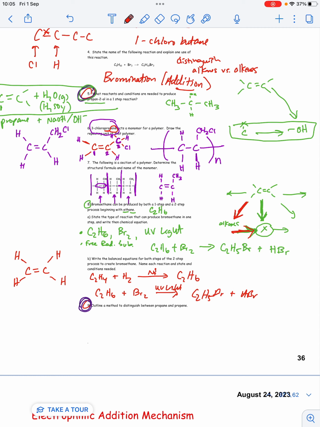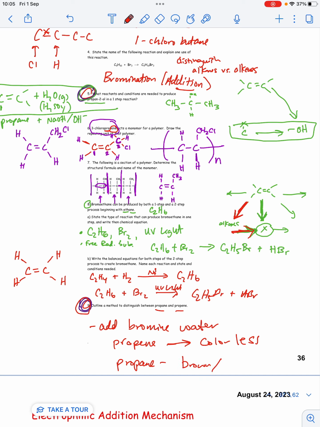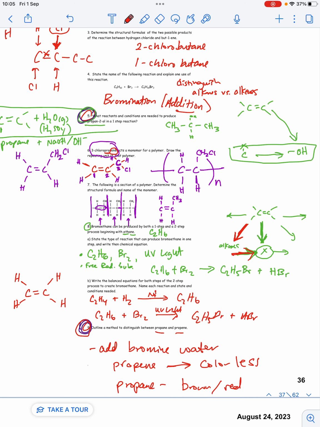Okay, and then finally, question 9, outline a method to distinguish between propane and propene. The classic test is to add bromine, or you can say add bromine water. What will happen is that the propene will very quickly undergo the bromination reaction, and it will go colorless. As the bromine reacts, the color disappears, whereas the propane will remain brown red because it will undergo free radical substitution if it's exposed to light, but it's a much slower reaction. Okay, so that's going through some practice questions on various topics in organic chemistry.